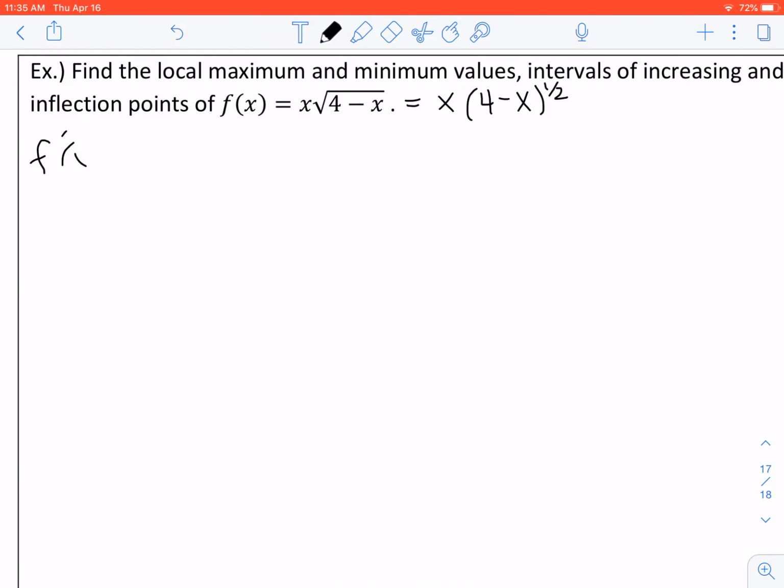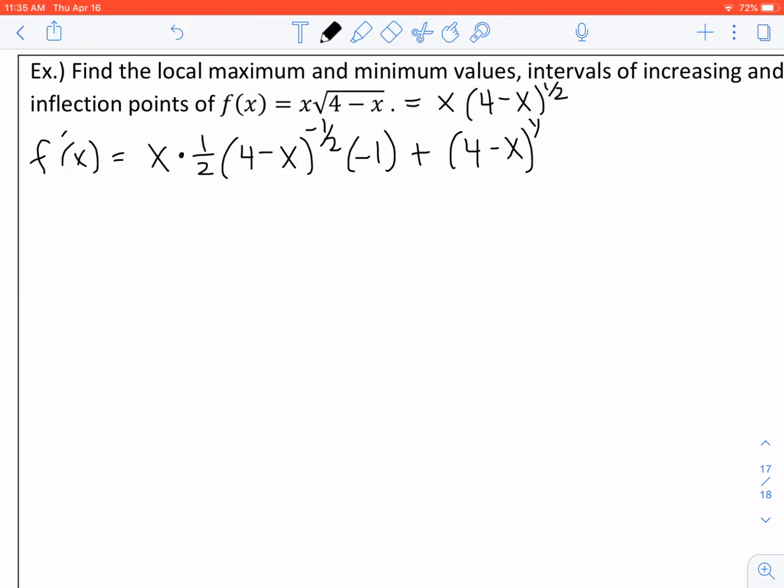So f prime of x. And since we are multiplying two things together that have variables, we're going to use the product rule, and also we're going to be using the chain rule. So the first times the derivative of the second. And since that has an inside function also, we need to multiply by the derivative of the inside, plus the second, times the derivative of the first, which is just 1. So from here, we're going to clean this up.